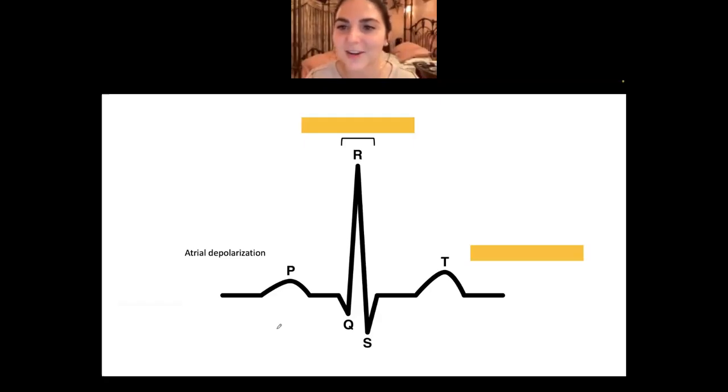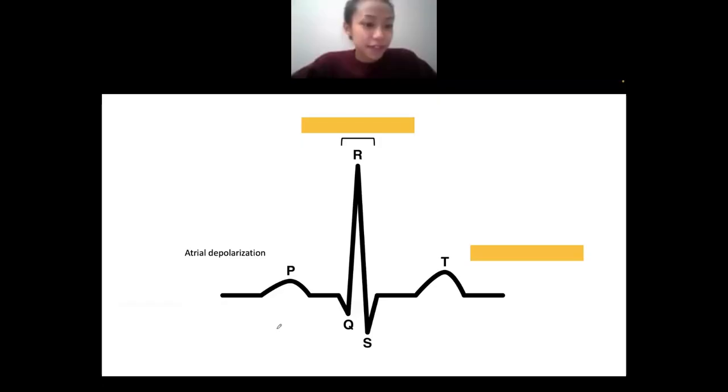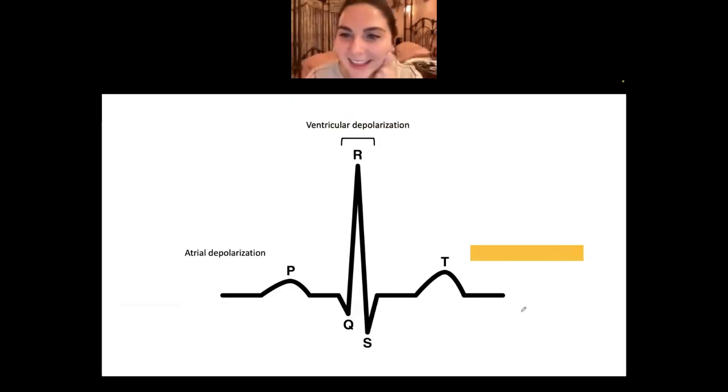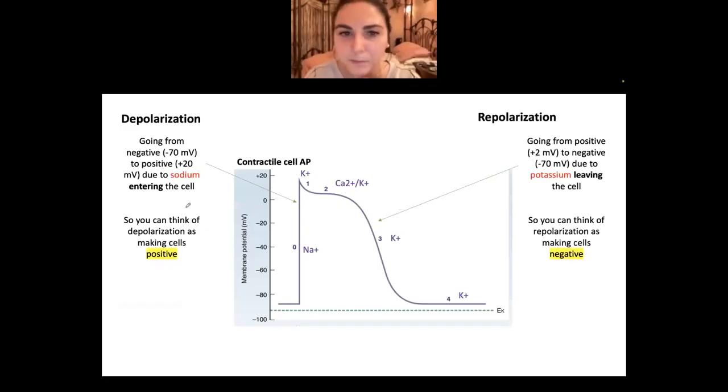Riley? Next. Good. Ventricular depolarization. It also is the depolarization. Yes, just wanted to throw that in. I don't even have it on here, but okay. And then the T wave is going to be your ventricular repolarization. So you know that atrial repolarization is hidden by the QRS complex.